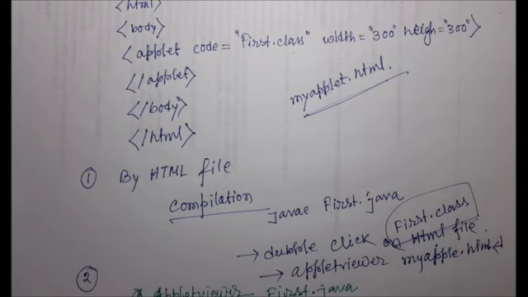So let's see a coding example so that you can get a clear idea about how to run an applet program by using an HTML file and by using the appletviewer tool, which is basically used for testing purposes, to check whether the code is working properly or not. That's why we can use appletviewer instead of HTML. So let's see.